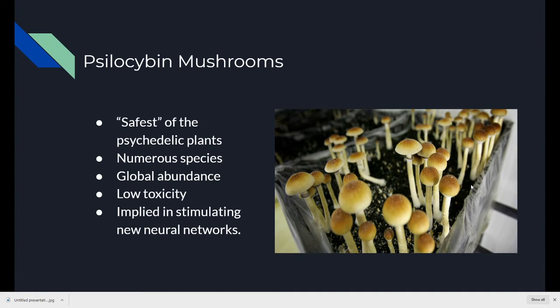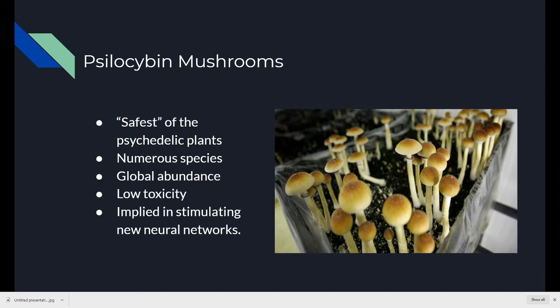So psilocybin mushrooms are one of the safest psychedelic plants. Well, it's not really a plant, it's a fungi, so excuse me there, to be specific. And it does belong to a different kingdom than plants. Plants have their own kingdom. Now, these psilocybin mushrooms are all kinds of shapes and sizes. They're of global abundance. There's numerous species, and the reason we call them the safest is because they're very non-toxic, even though they're very potent psychedelics.